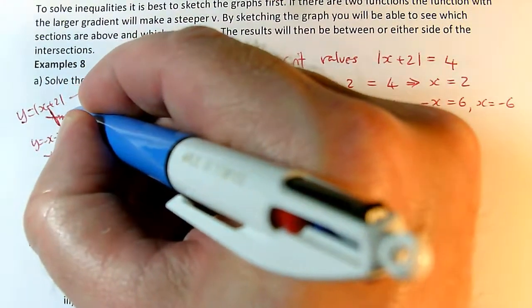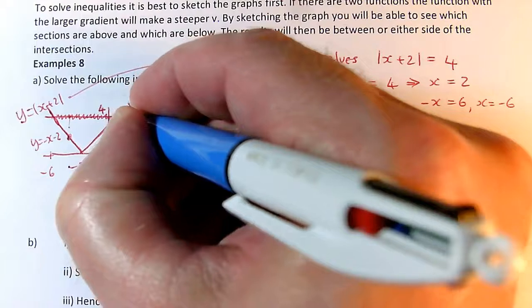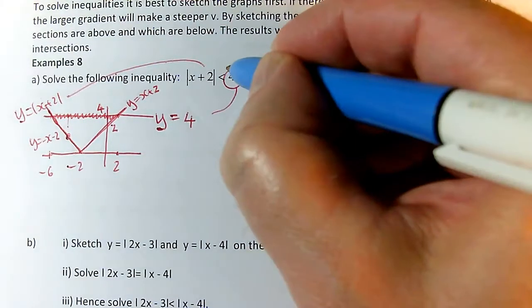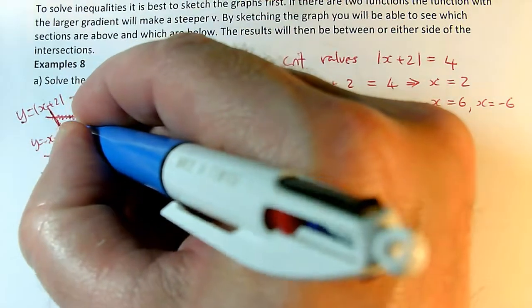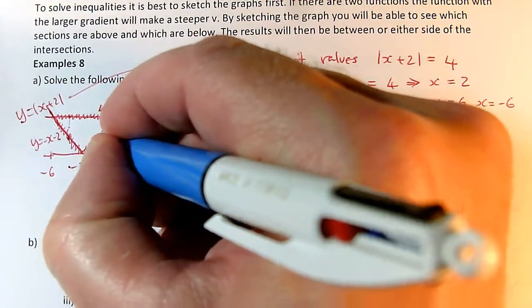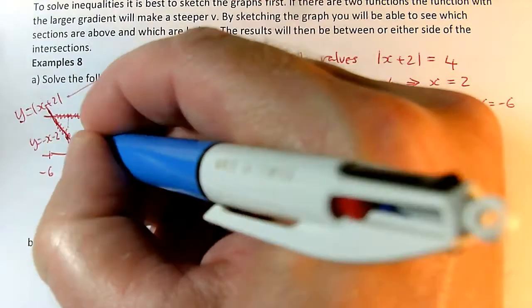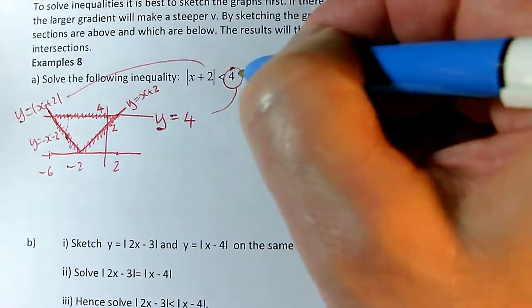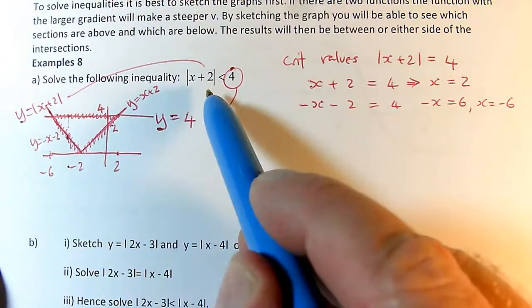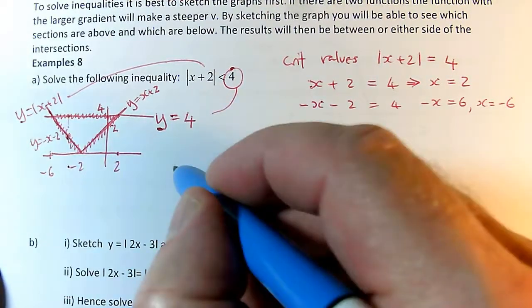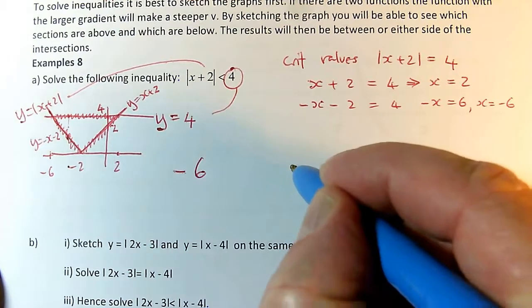So this is the part of the y equals 4 graph where the 4 actually is bigger than the modulus of x plus 2. Or if you prefer, this is the part of the modulus of x plus 2 graph where it's below, where it's less than the 4, which is what I want. So I can see from that argument that the inequality is solved for values between minus 6 and 2.